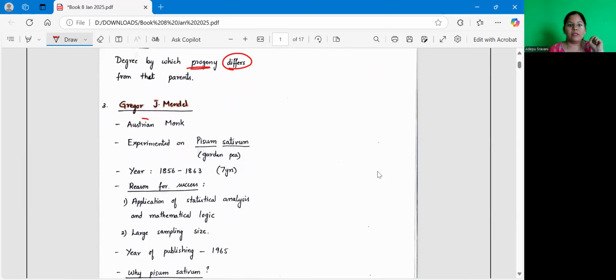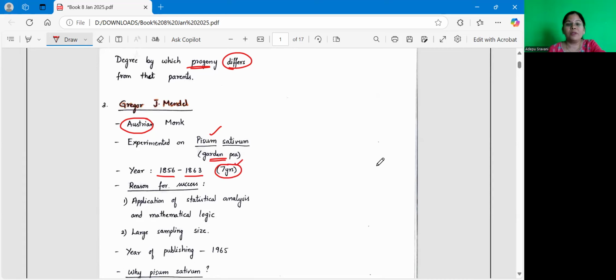Next, we'll talk about the scientist Gregor John Mendel. Gregor John Mendel was an Austrian monk. Please remember, it is not Australia, it is Austria. Clear? And he has done experiments on Pisum sativum, which is otherwise called garden pea. Please don't get confused between garden pea and sweet pea. Sweet pea was not taken by Mendel, only garden pea, and the scientific name will be Pisum sativum. Year is again important, given in your textbook. So 1856 to 1863, we can say 7 years of experiments he has done.